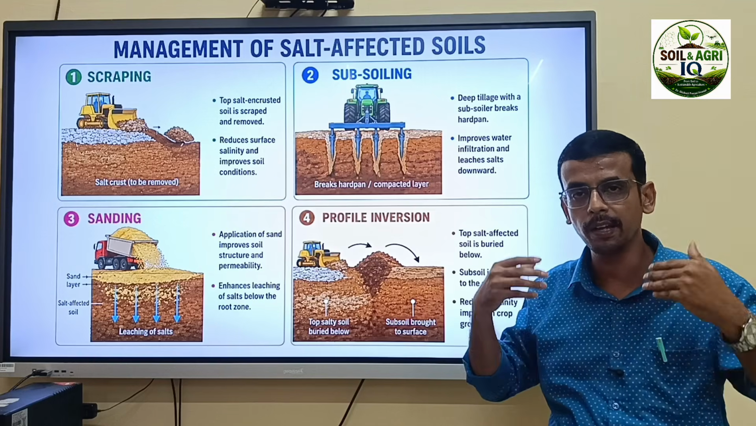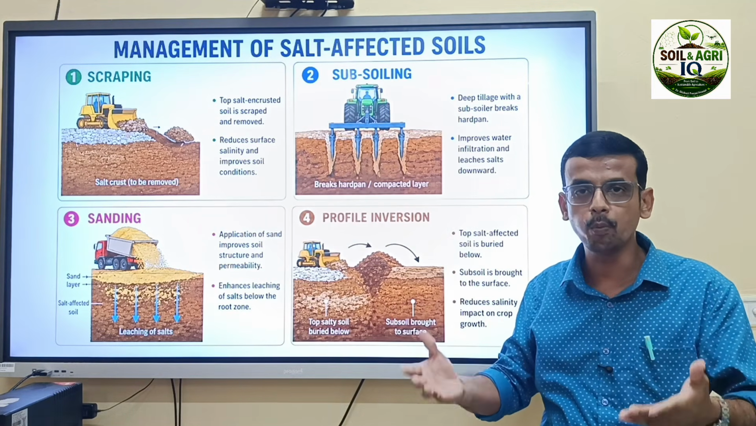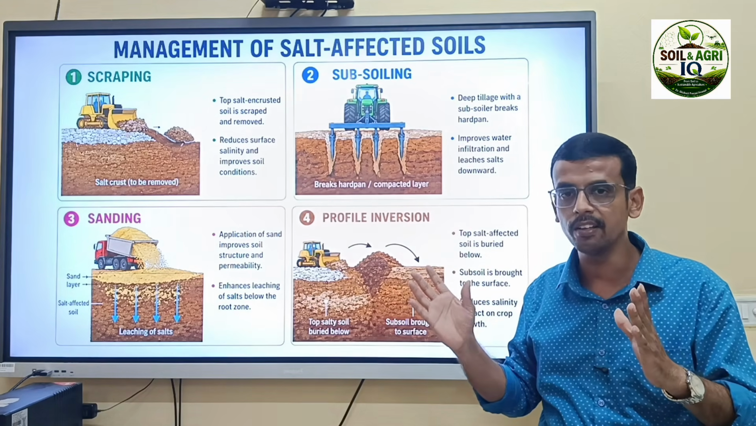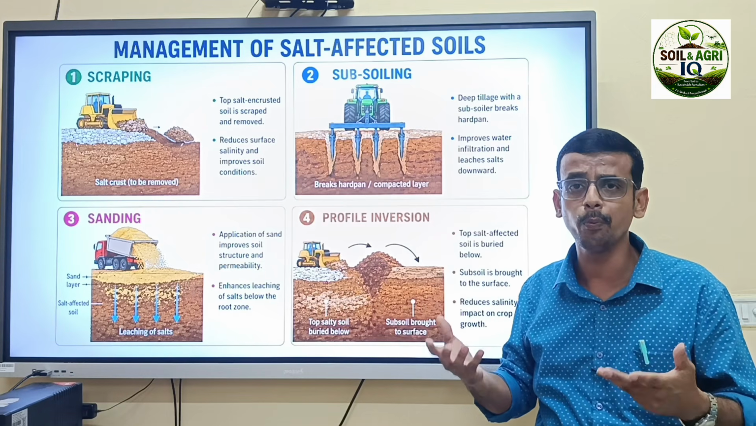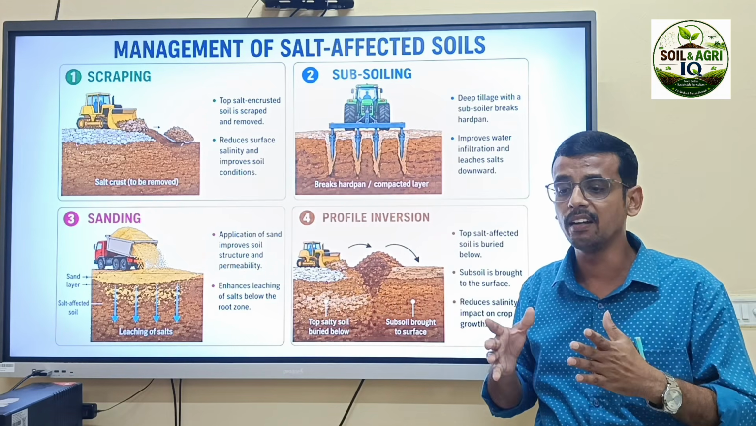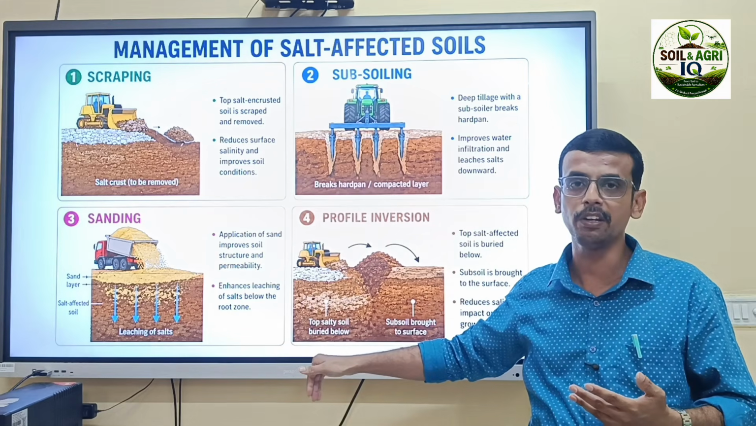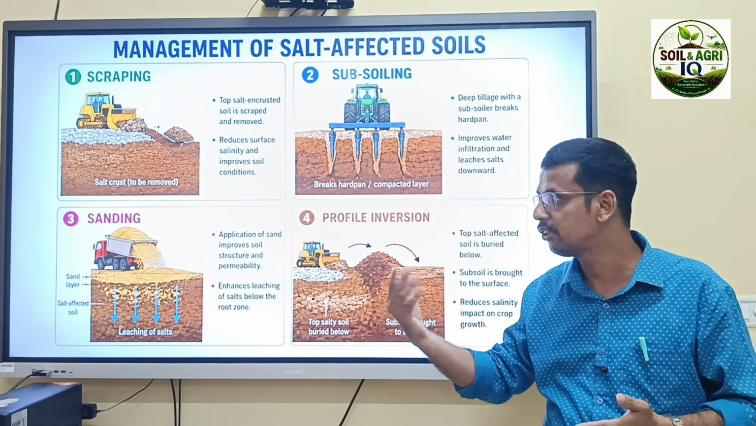If we apply a huge amount of sand to our soil, it promotes the permeability of the soil. How? Because sand is a porous material, and porous means it promotes the porous structure of the soil and improves the macroporosity of the soil. Water can easily penetrate through the macropores and carry the salts, so leaching will be good.